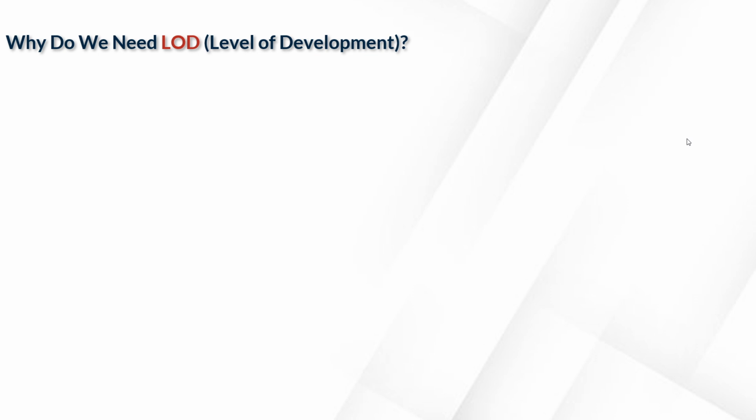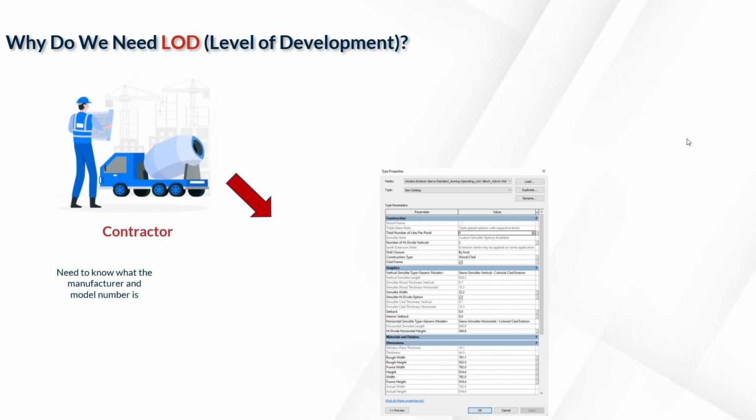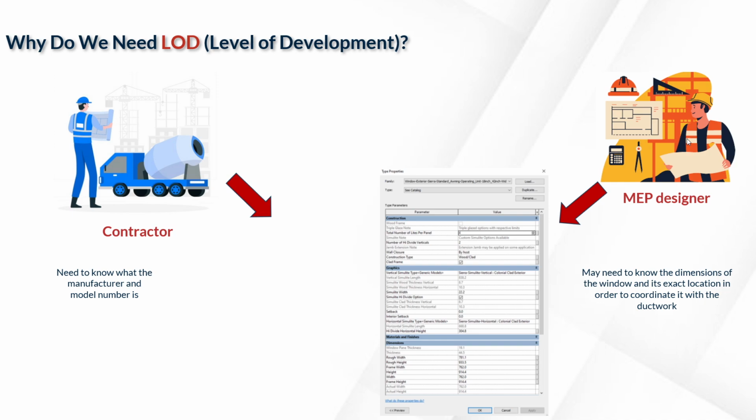So as a project develops, our BIM models continue to grow in both detail and information. But here is an important reality. Different stakeholders may need different information from the same model. Take a window for example. A contractor wants to know the manufacturer and model number of the window so they can order it on time. An MEP engineer or the designer only cares about the window's dimension and position to coordinate their ductwork, so they don't need the brand or the price.